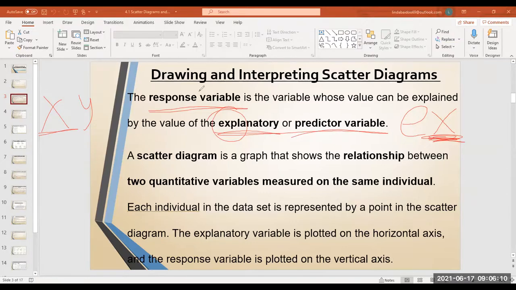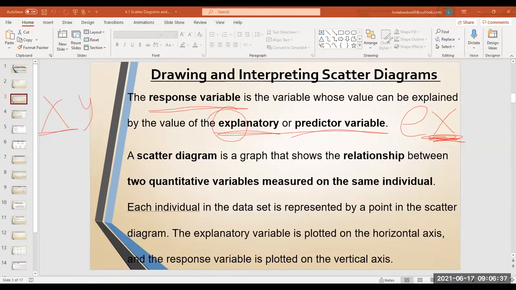And what's the response? That is what is coming out. That's the result, the feedback. That is the response. Response is the variable whose value can be explained by the explanatory. So explanatory always explains changes in the variable. Response is the one that can be explained by the explanatory.